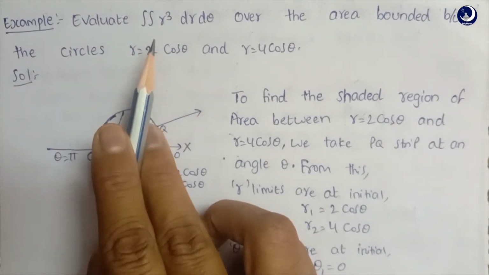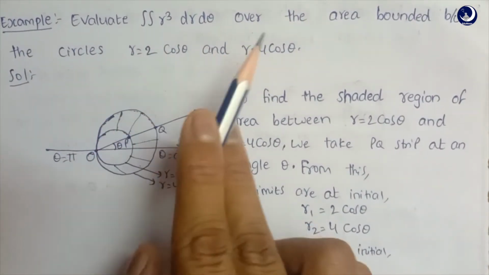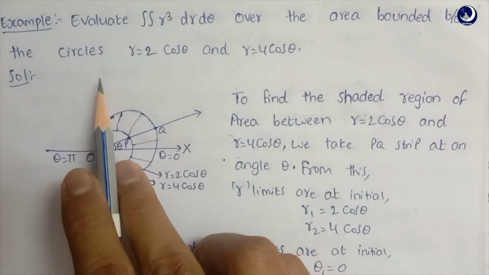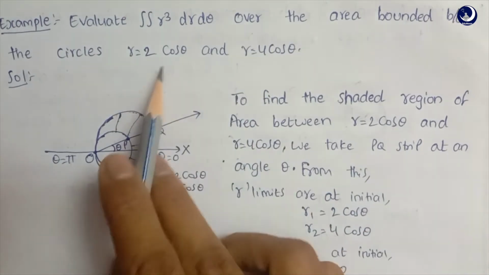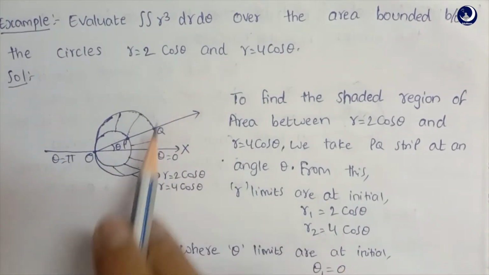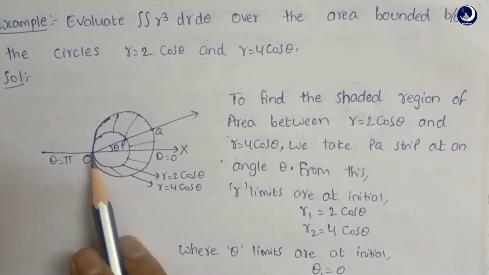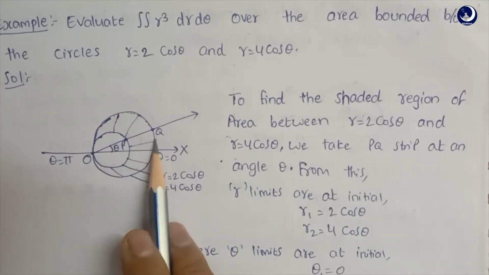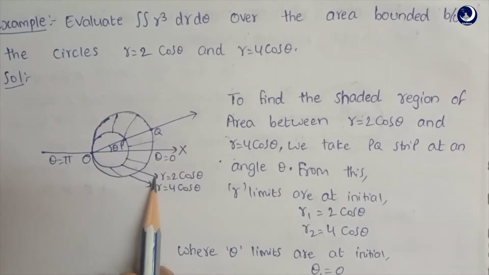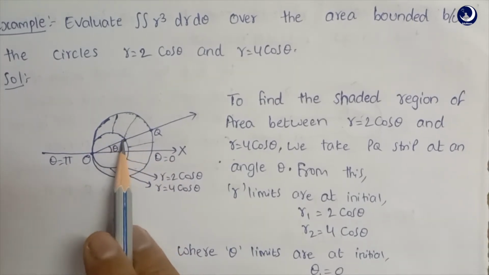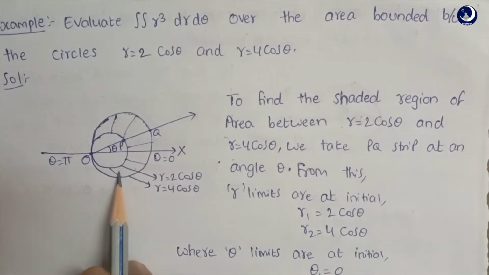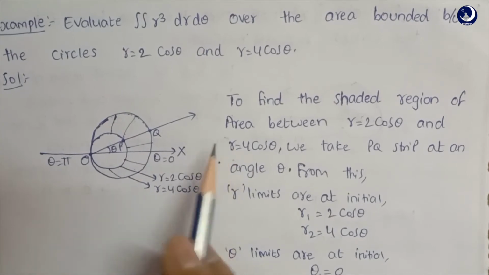Evaluate double integral of r cube dr d theta over the area bounded between the circles r equal to 2 cos theta and r equal to 4 cos theta. Here r equal to cos theta means it lies on the x-axis. So we draw the circles r equal to 2 cos theta, r equal to 4 cos theta. By drawing this, we get the area bounded between r equal to 2 cos theta and r equal to 4 cos theta. In this figure, we have to find out the required area.